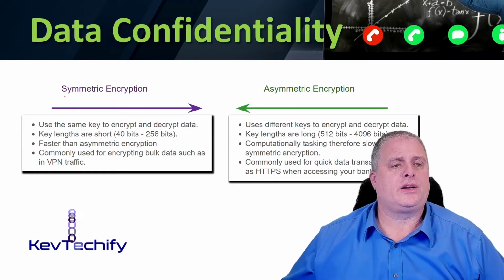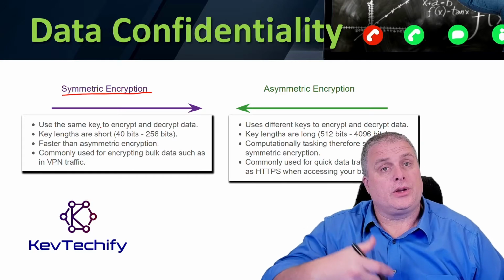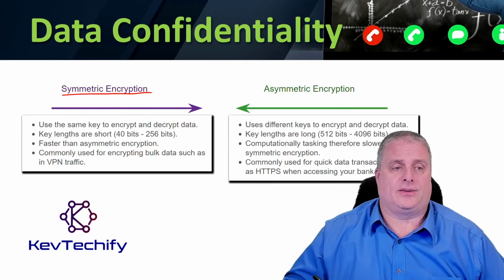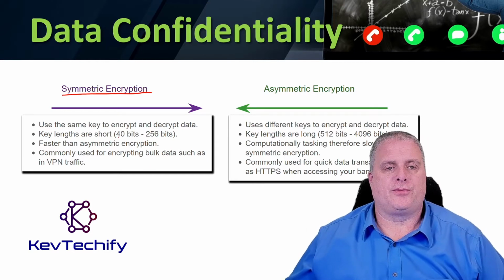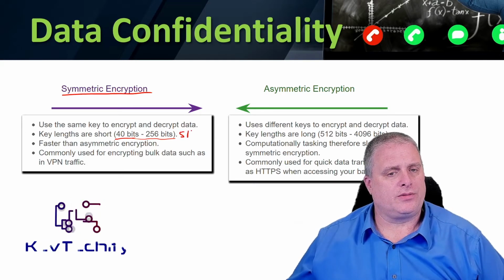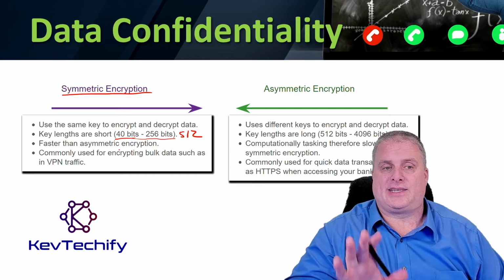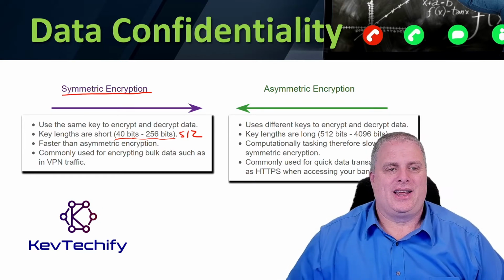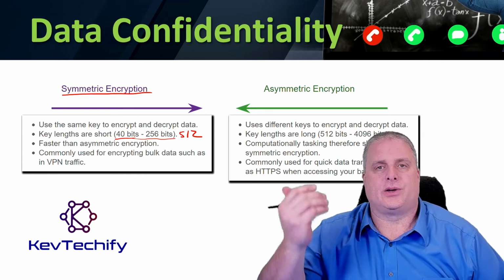When we look at symmetric encryption, they use the same key to encrypt and decrypt the data. Key lengths are shorter. A lot of times we see 40 to 256 bytes. Lately, I've also been seeing some 512 with this. It is much faster than asymmetric encryption. And finally, it's commonly used for encrypting bulk data such as your VPN traffic.